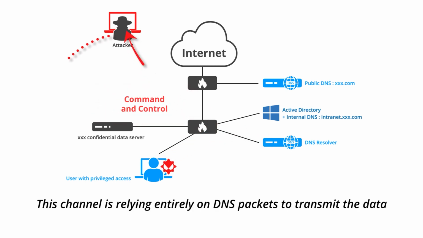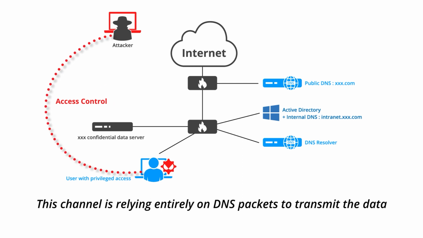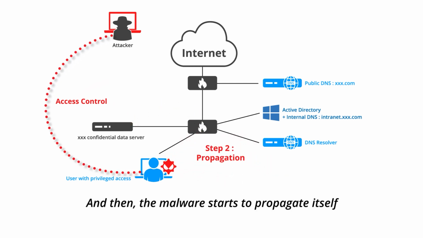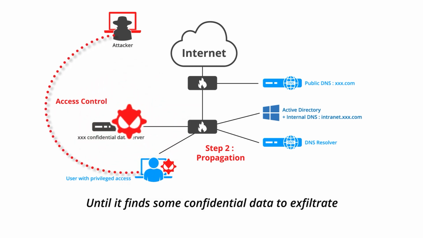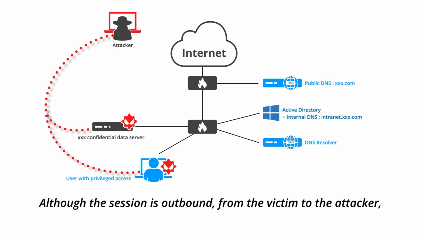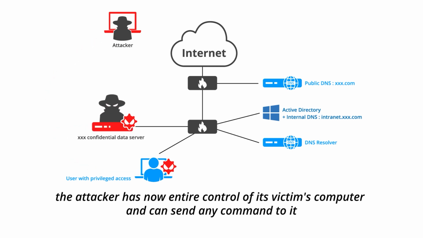This channel is relying entirely on DNS packets to transmit the data. And then the malware starts to propagate itself until it finds some confidential data to exfiltrate. Although the session is outbound from the victim, the attacker has now entire control of his victim's computer and can send any command to it.